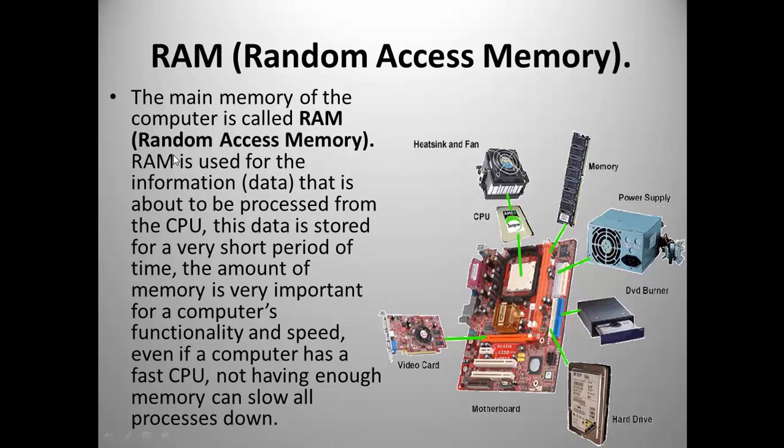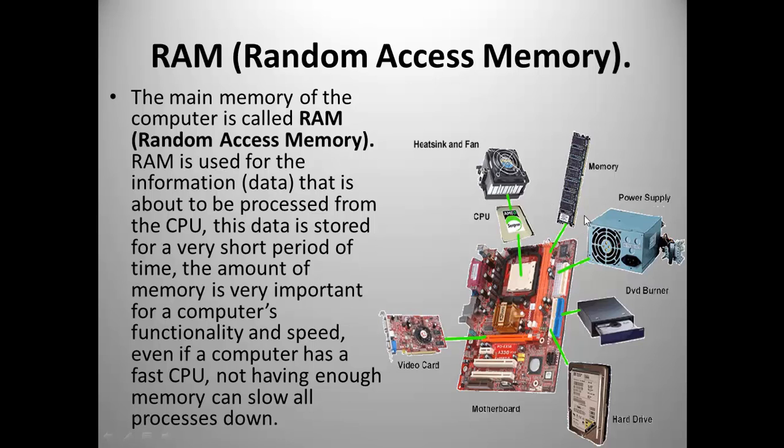Even if a computer has a fast CPU, not having enough memory can slow all processes down. What does this mean? It means that if I gave the computer a lot of information and I didn't ask for it to be processed yet, where is it going to be stored? In the memory. But it's a lot of information, right? So if my memory is not really big, it's going to take a lot of time for this to be sent to the CPU and be processed. Even if my CPU is really fast, but my memory is very small, the information will still not be processed very fast.